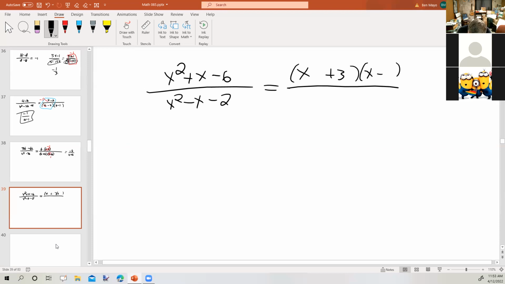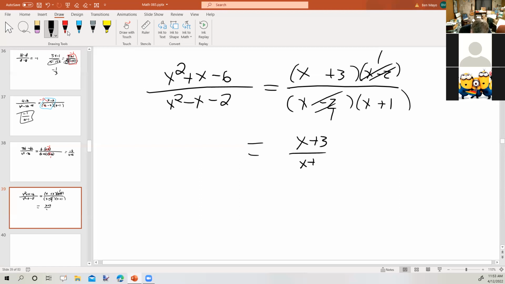Let's see, plus 3 and minus 2. And that's going to be minus 2 and plus 1. You okay so far with that? And you're thinking, factor it. So this reduces down and we're left with that. And we can't reduce those x's because the x's aren't factors, just the x alone. So factor it, reduce out common factors, bada boom, bada bing. All right.